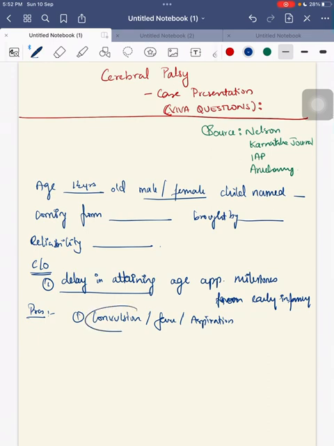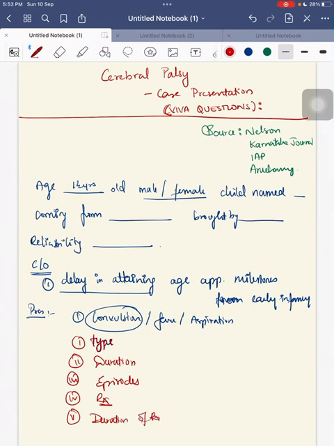If you start the case with a convulsion, you write a child with abnormal neurological movements involving all four limbs. You have to write the type of convulsions, whether involving all four limbs or any particular limb. Next is duration, how long it is lasting and how many episodes have occurred. Fourth, whether the child is on treatment, and what is the duration of treatment. These are the questions you will be asking if the child is presenting with the complaint of seizure.